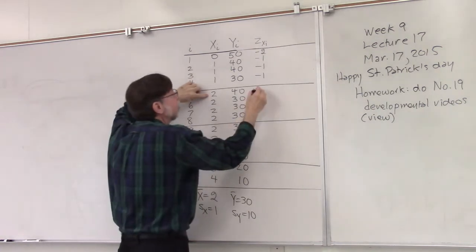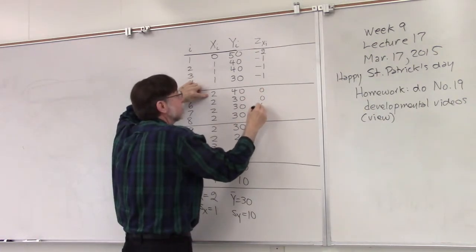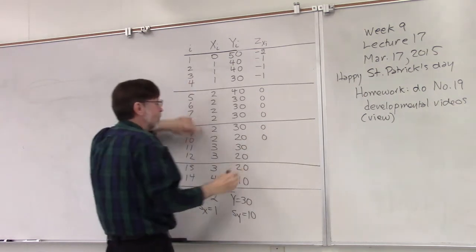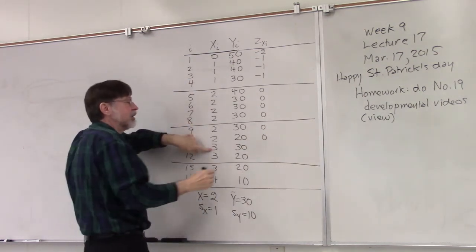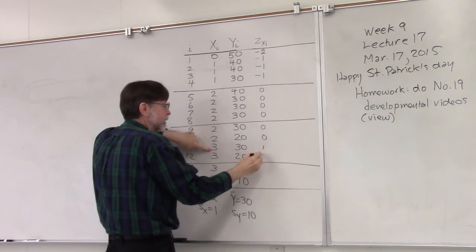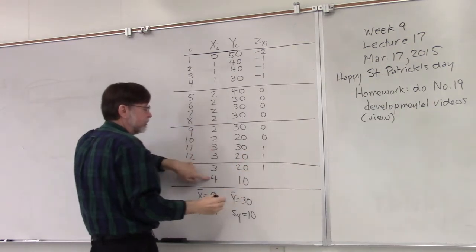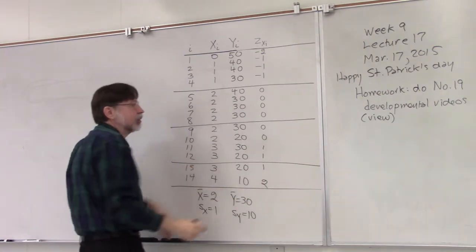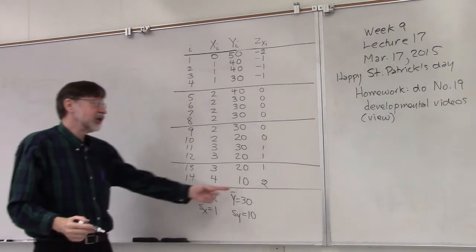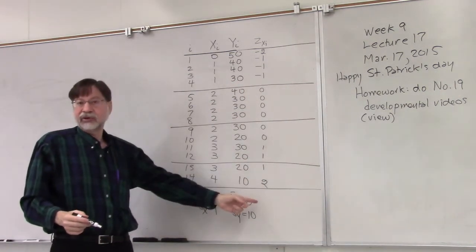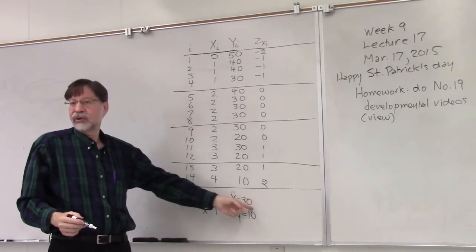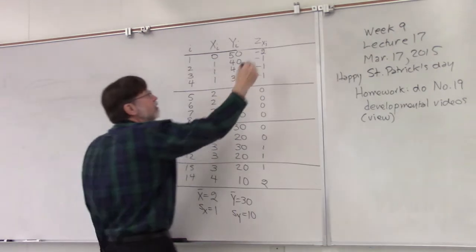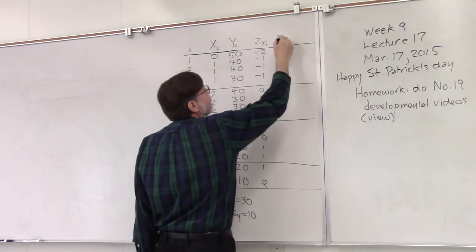Okay, 2 minus 2 is 0. 3 minus 2 is 1 divided by 1 is positive 1. And 4 minus 2 divided by 1 is 2. So those are the z-scores for the x's. And as z-scores, they'll add up to 0, and they'll have a mean of 0, and they'll have a standard deviation of 1. And then we find the z-scores for the y.